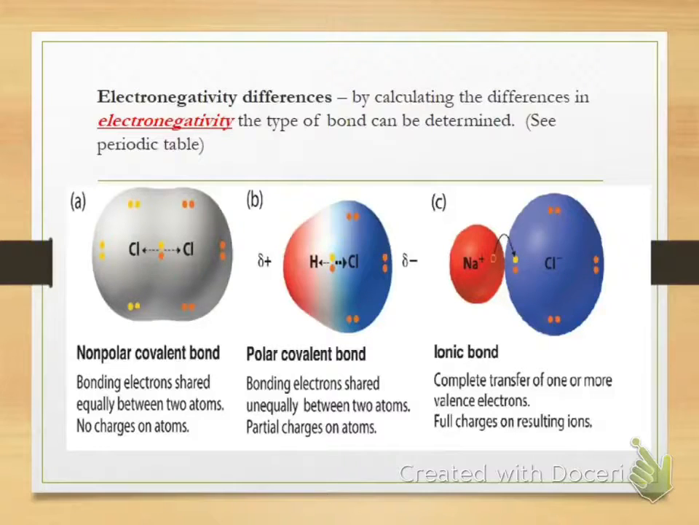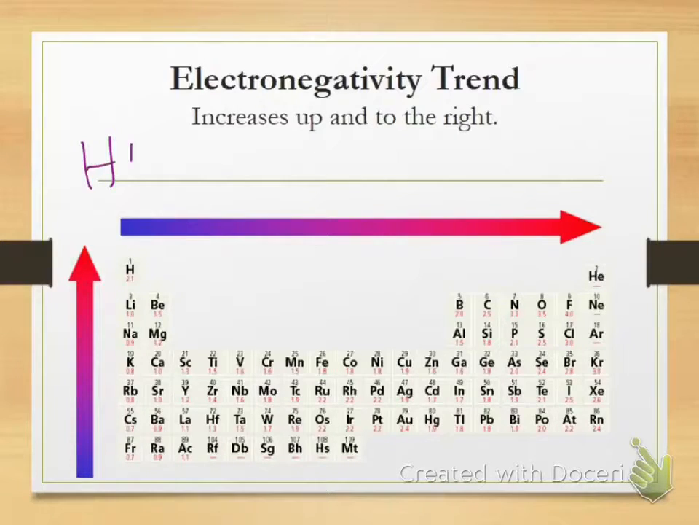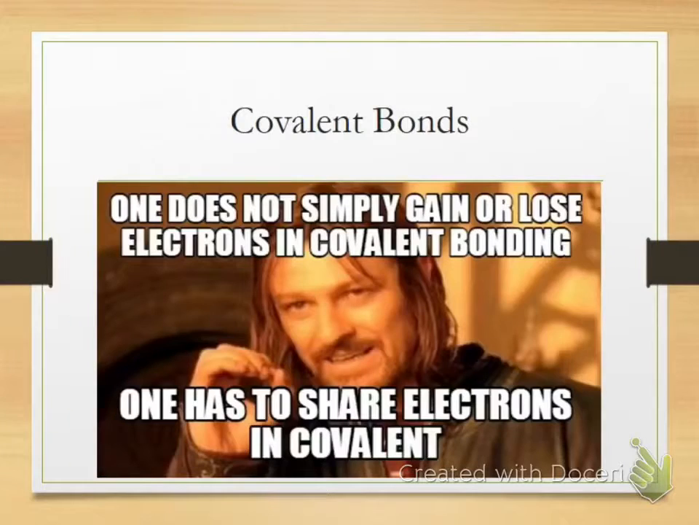Okay? Are we good so far? Any questions? Okay. So this is our trend. So we would subtract. So if I wanted to do, say, HF, I would take the 4 minus 2.1 for hydrogen, and I would get what? 1.9? So that would be its electronegativity difference. Okay? That's how we do that.